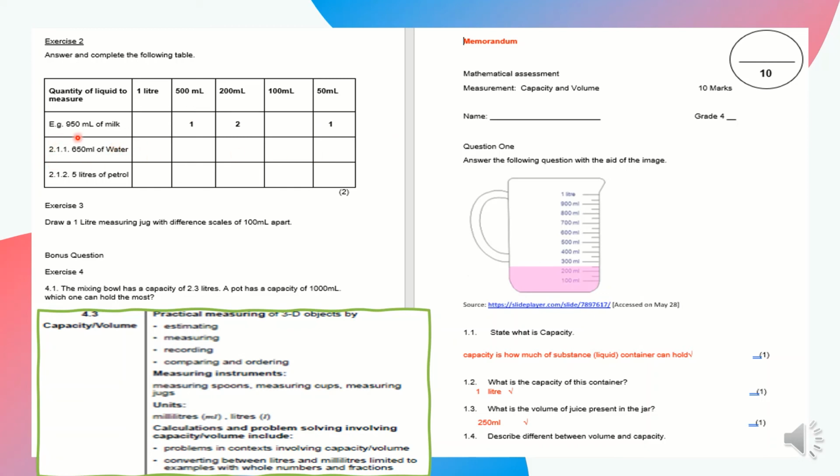Now it's a bit of problem solving, definitely problem solving within the contents of capacity and volume. See, so it's definitely this is the capacity, and it's asking the child how much volume to make this capacity full. You get me? So it's problem solving. And exercise 3 is to draw. That's still problem solving. Bonus question.